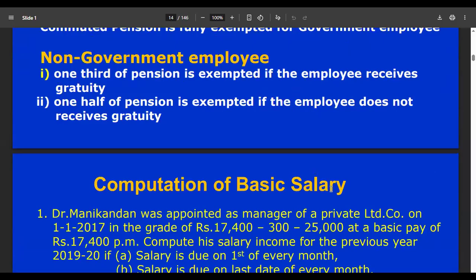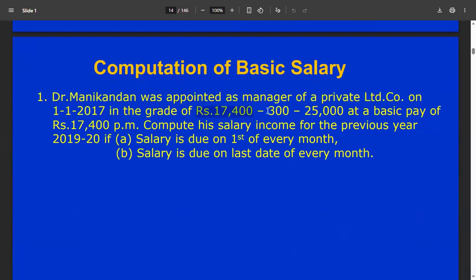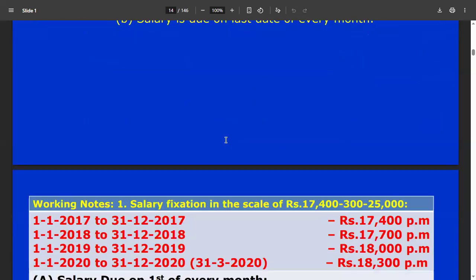So basically, when I do the calculation of salary, this part is my basic salary. This part is my dearness allowance, and this will be considered as gross salary. Will not go into calculation of numerical because I just want to revise the basics.